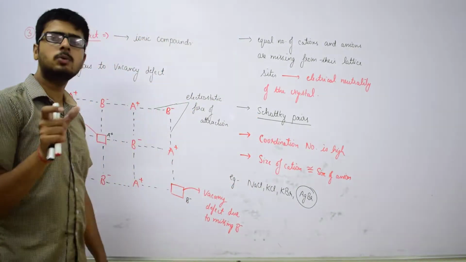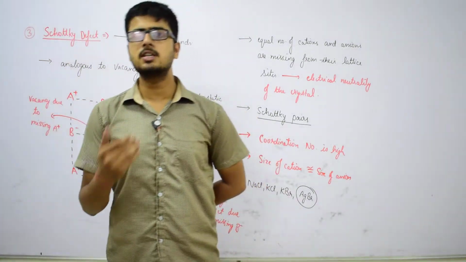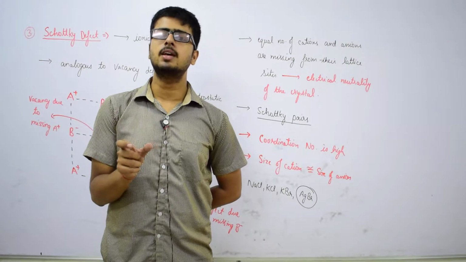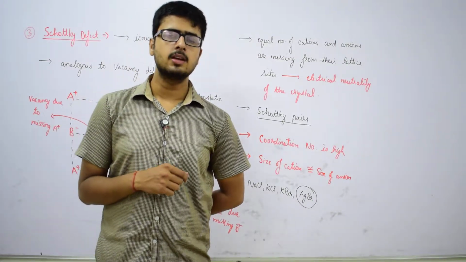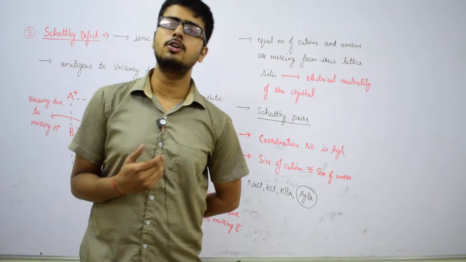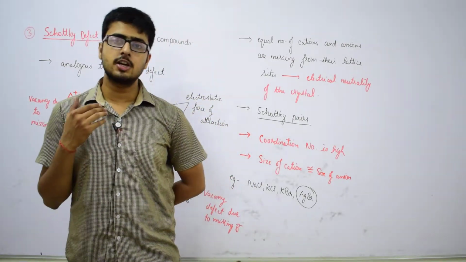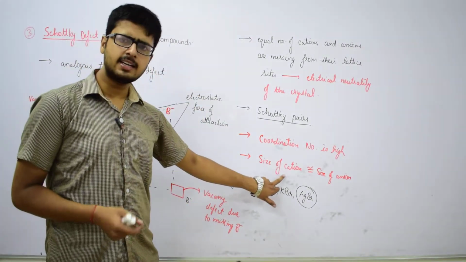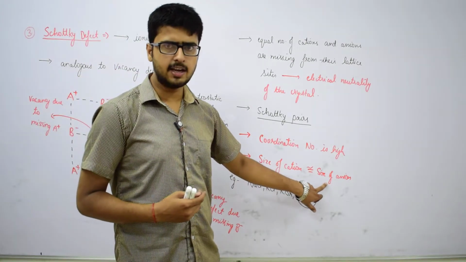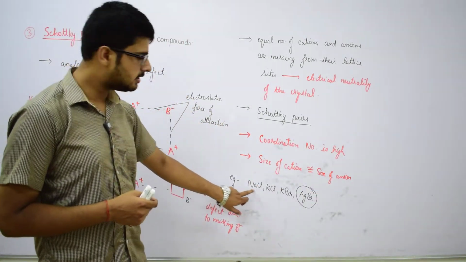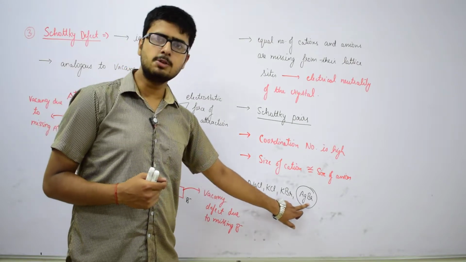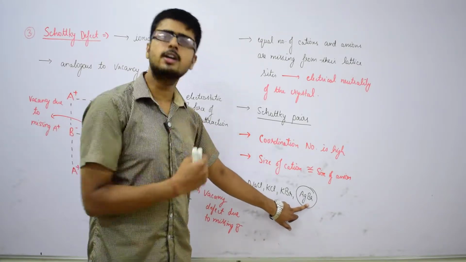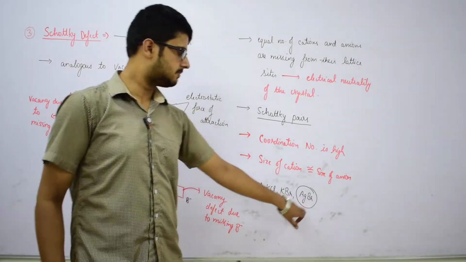And this equal number of cations and anions which are missing from the lattice sites contribute a pair, and this pair is called a stoichiometric pair. This Schottky defect is found in those ionic compounds in which coordination number is high, and in which the size of cation is nearly equal to the size of anion. For example, NaCl crystal, KCl crystal, KBr, AgBr, and AgBr is a compound in which both of the defects are found, that is Schottky defect and also Frenkel defect.